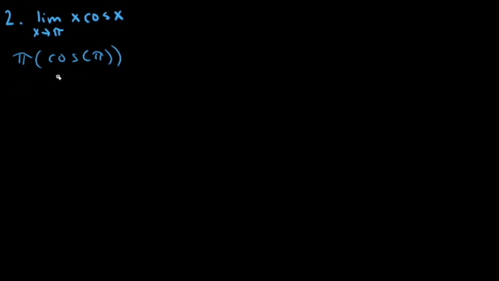Now, if we use the unit circle and find cosine of pi, we'd get -1. So pi times -1 gives us -pi. And as you can see, it's not 0 over 0, so we have just done direct substitution and got our limit, and there's nothing much else to it.